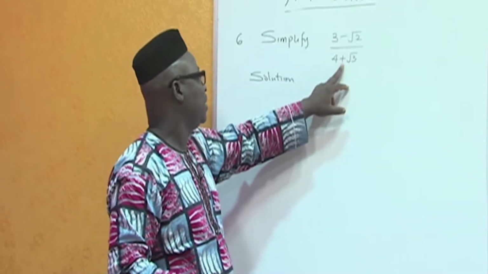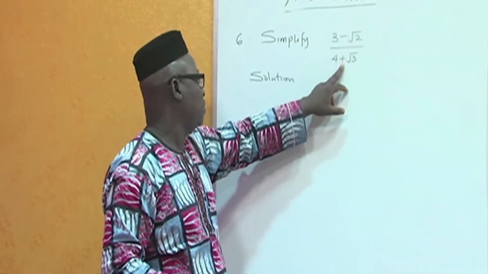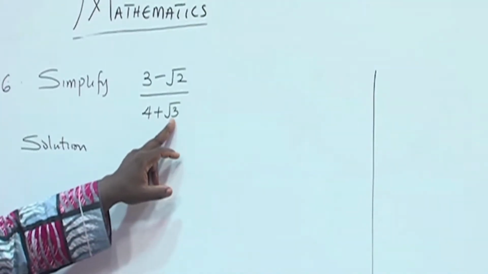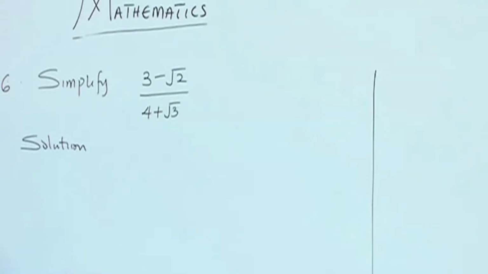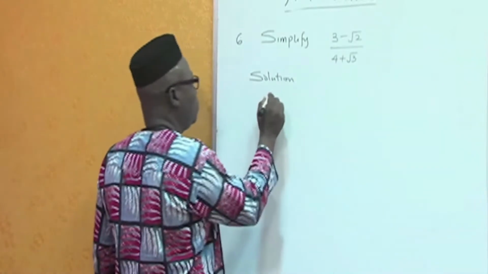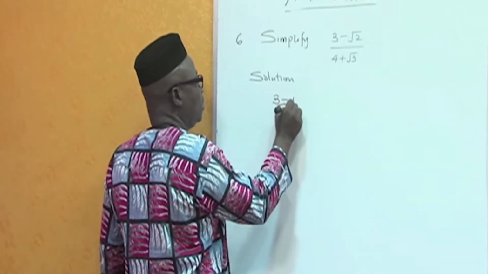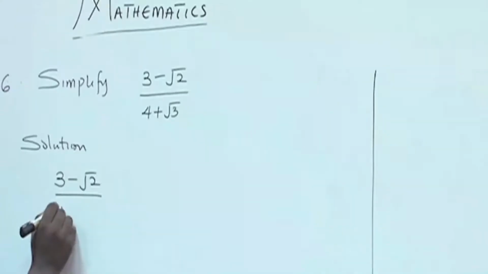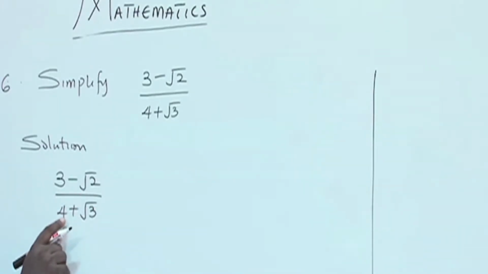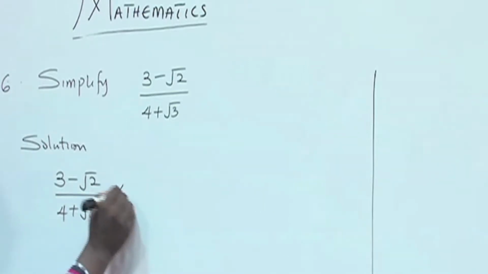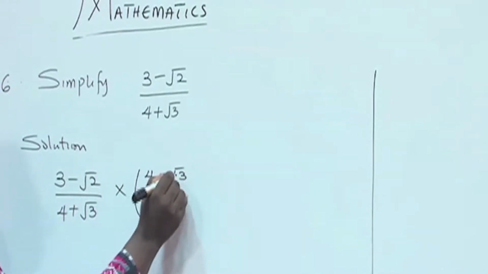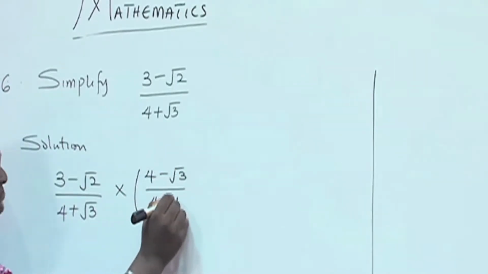That is, we'll alternate the sign. The sign is now going to be negative. Instead of using 4 plus root 3, I'm going to use 4 minus root 3. If it were to be minus that we have there, I'll use plus. So what I'm going to do is to write the main question given, which is this. Then, because I have 4 plus root 3, I'm going to multiply by the conjugate, which is 4 minus root 3 divided by 4 minus root 3.